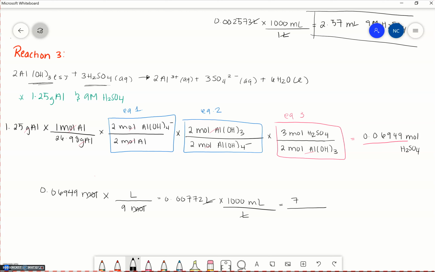The answer you should get here is 7.72 milliliters of 9 molar sulfuric acid. That will be added for reaction 3.